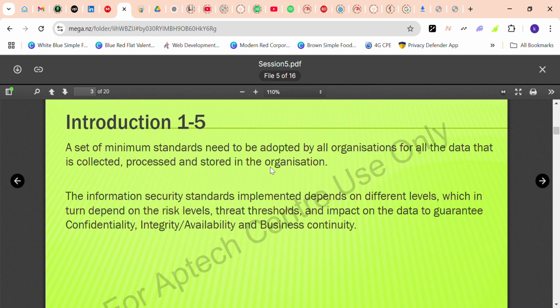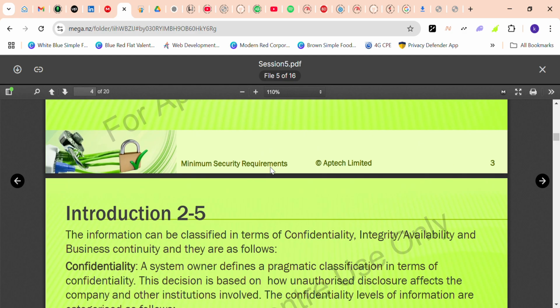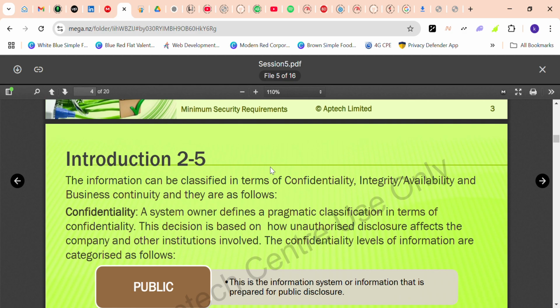When we are talking about standards, the assets you are trying to protect will determine the kind of security control you are going to use, the standard and the level. You are going to analyze the risk, the threat threshold, and the impact on that data, which will determine the type of standard you are going to use for the security of the assets of your organization. And then the information can be classified in terms of confidentiality, integrity, availability, and business continuity.